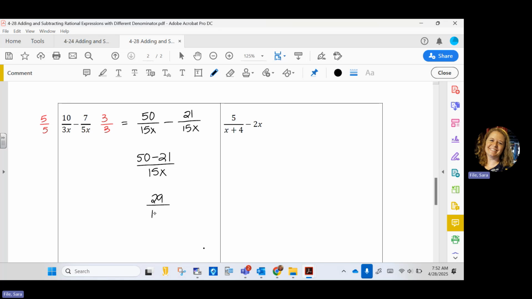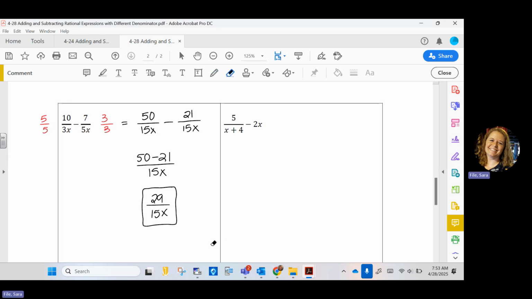Okay, 29 over 15x. 29 and 15, they don't have a common factor, do they? So we can't reduce there. We're left with 29 over 15x. Can't reduce that.